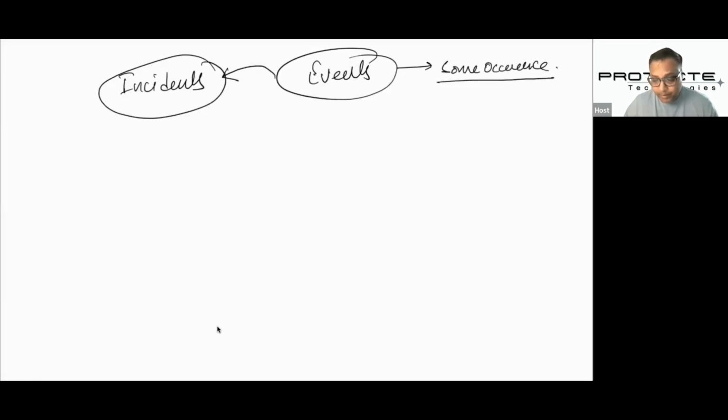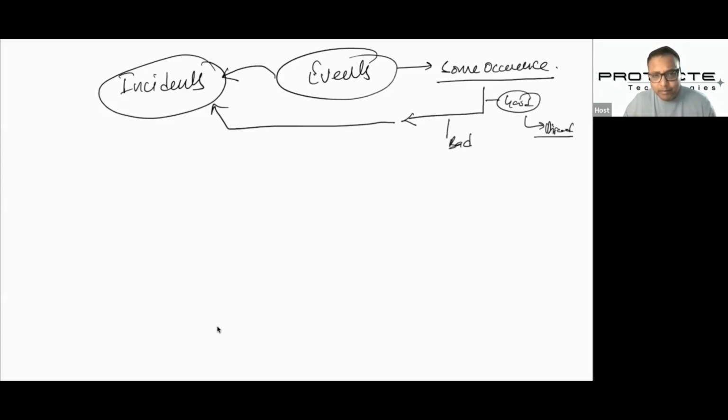An event may be a normal event, may not be a normal event. You don't know. An event is some occurrence. Now you have to find out whether it is bad or good. If it is bad, then it gets converted into an incident. If it is good or you cannot determine, then you discard it. As far as security operations is concerned, something has happened, some noise has come, and you try to evaluate and analyze it to convert it into an incident. The moment it converts into an incident, your incident management process kicks in.